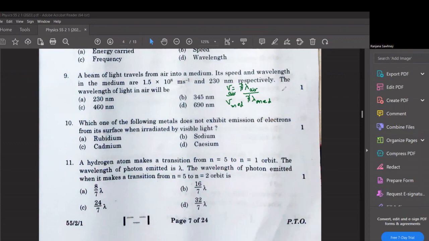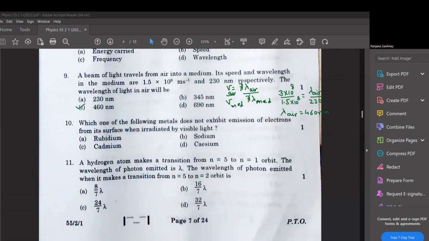Velocity in air is given as 3 into 10 raised to power 8 meter per second, and the velocity in the medium as given in the question is 1.5 into 10 raised to the power 8. Lambda in air has to be determined and lambda in medium is 230 nanometer. No need to convert it into meter because we will get lambda in air in nanometer. On simplifying, we get lambda in air to be 460 nanometer. So the correct option is C.